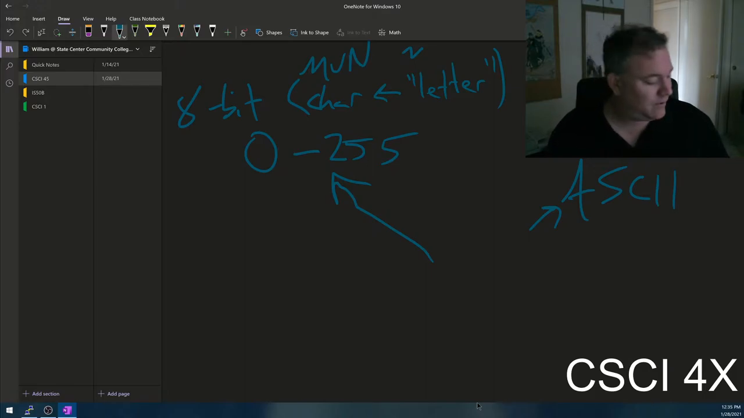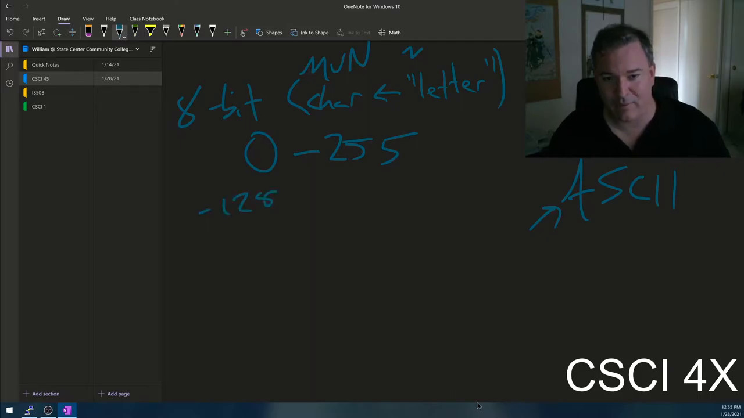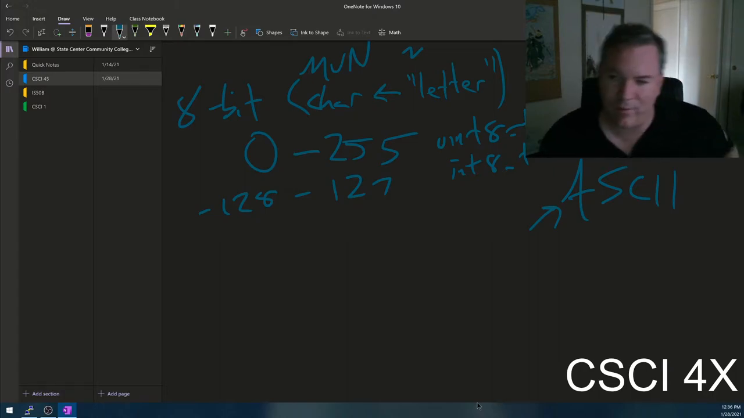All right, so anyway, an unsigned 8-bit char ranges from 0 to 255. A signed 8-bit char ranges from -128. So this is an unsigned int8_t, uint8_t. And then a signed 8-bit char, just a char, basically, is int8_t. Notice I'm not using char because there's no guarantee, right? I like having guarantees with my code.